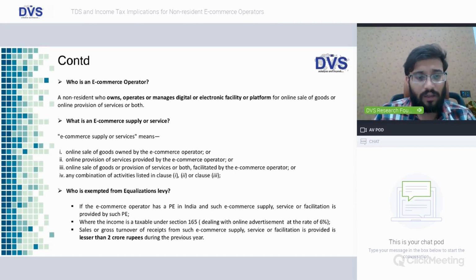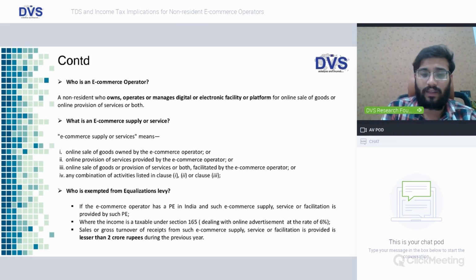What is exempted from equalization levy? If the e-commerce operator has a PE in India and such e-commerce supply, service, or facilitation is provided by such PE, because again, if there is a PE, the right to tax such a transaction would fall within the ambit of business income, and accordingly, taxation or attribution of profit would arise. Where the income is taxable under section 115BBA.